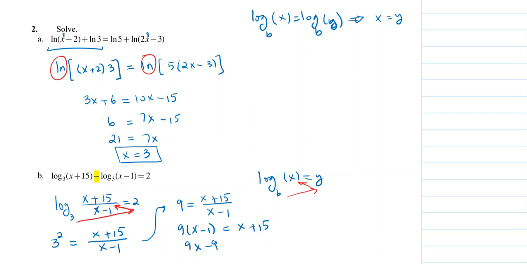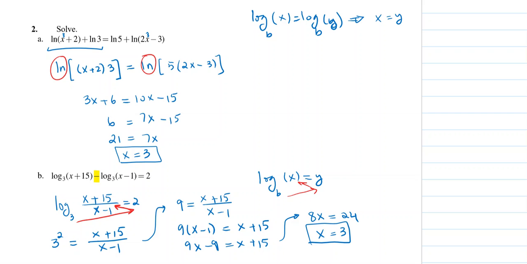And we just distribute the 9. This is just a simple linear equation now. Subtract x from both sides, and at the same time, I am going to add 9 to both sides. Wow, 3 is a popular answer for these equations.